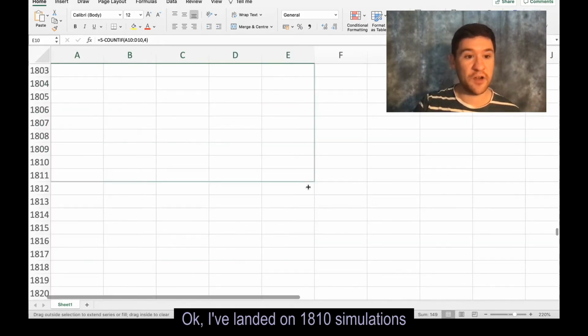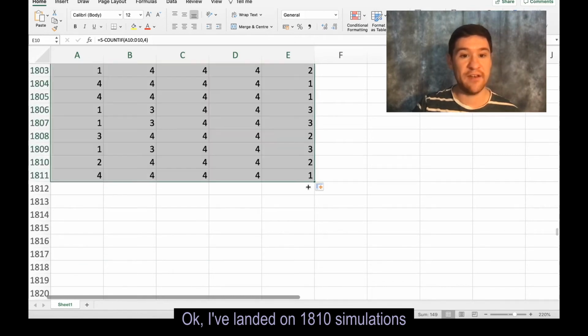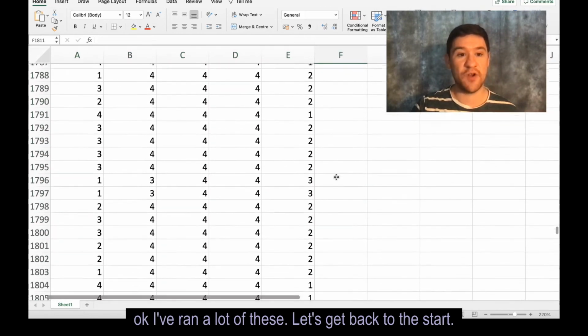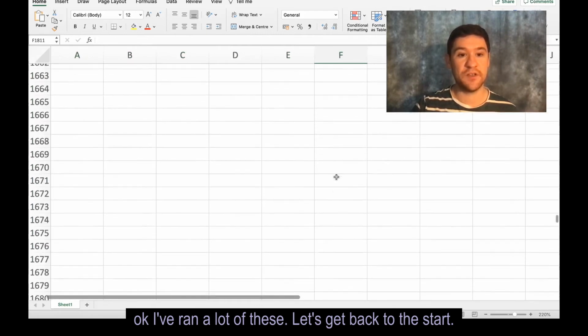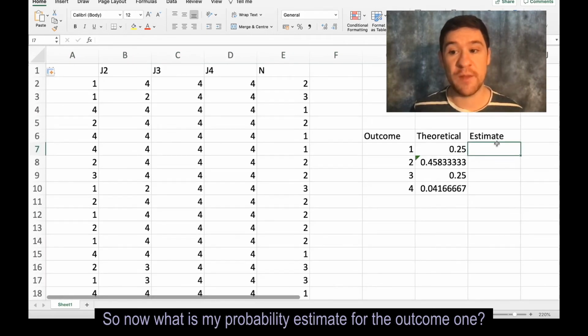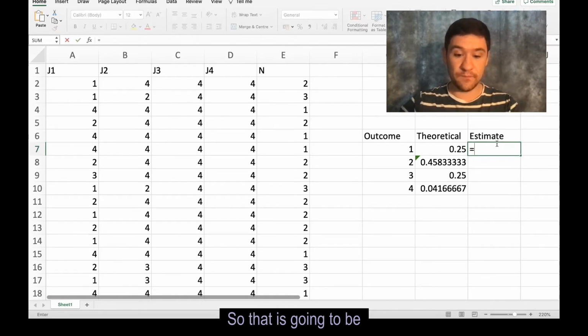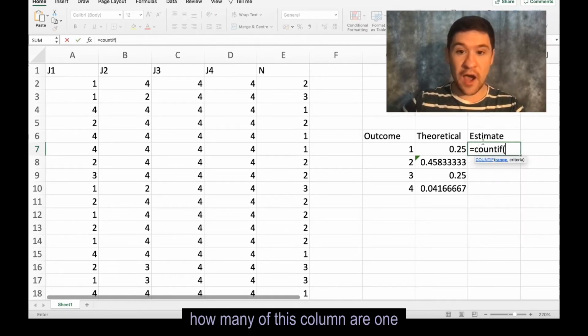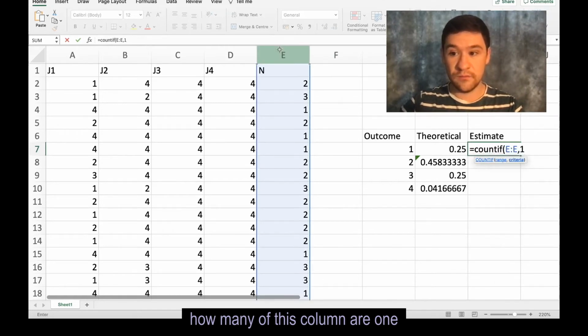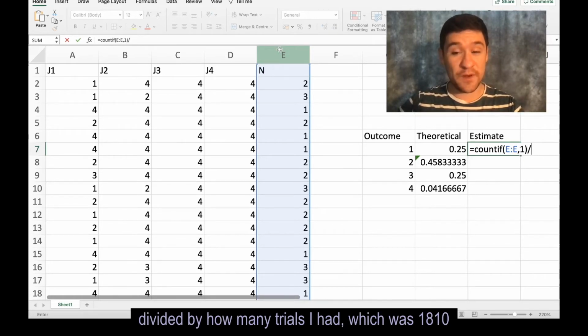Okay, I've landed on 1,810 simulations. I've run a lot of these. Let's go back to the start. So now what is my probability estimate for the outcome 1? That is going to be how many of this column are 1, divided by how many trials I had, which was 1810.